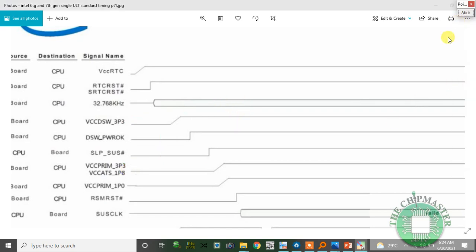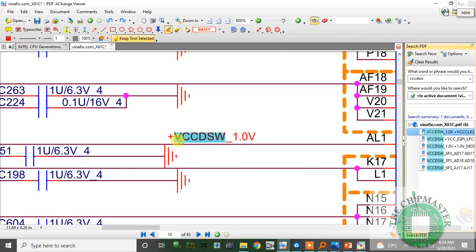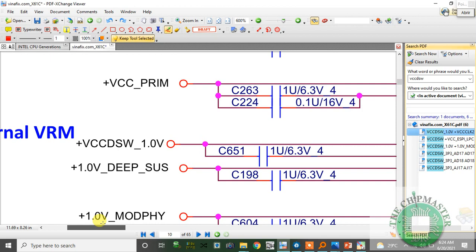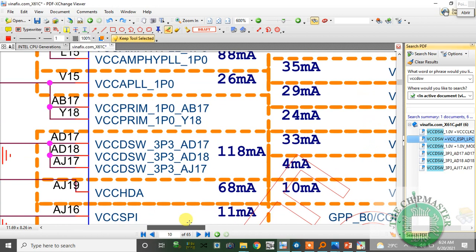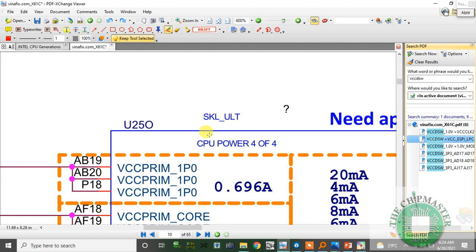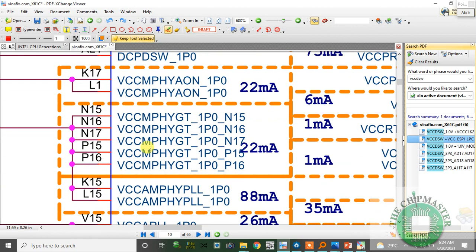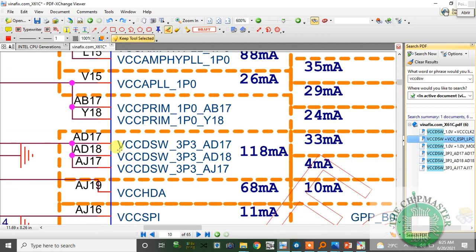So let's take a look at the VCC_DSW. We're going to see if this board supports the deep sleep. First we have VCC_DSW, which is 1 volt. Let's go down to the next one. We have VCC_DSW_3P3. This is the standby name, and we're inside the Skylake U also. So the name doesn't change. And this is the BGA pin AD17.